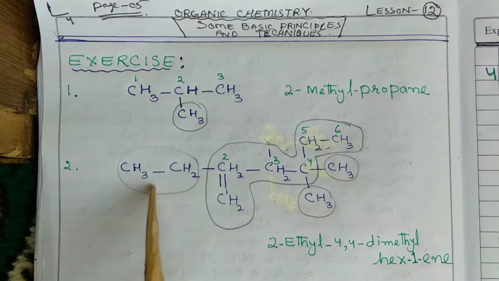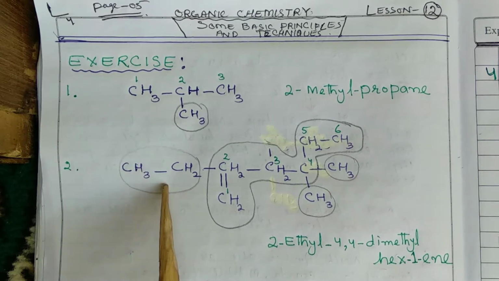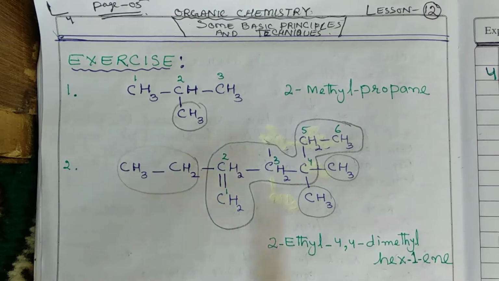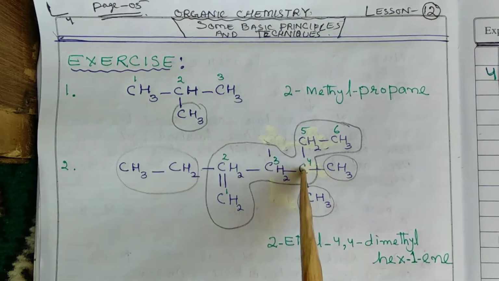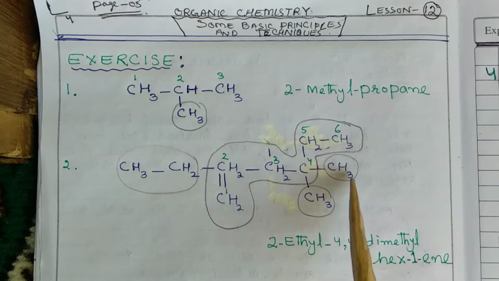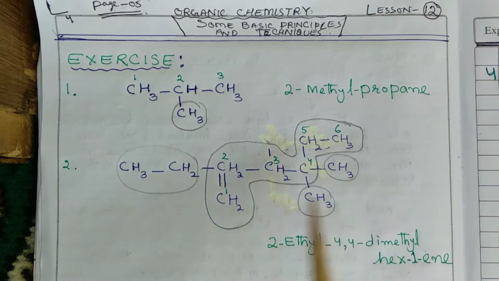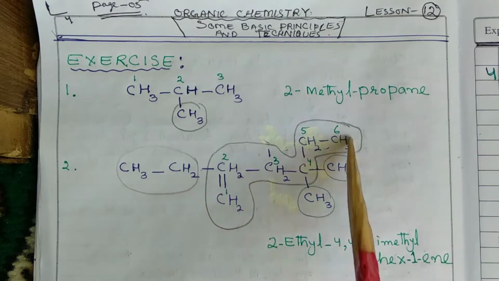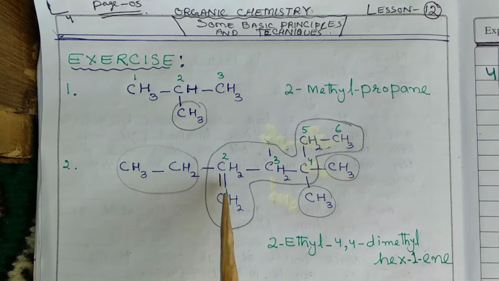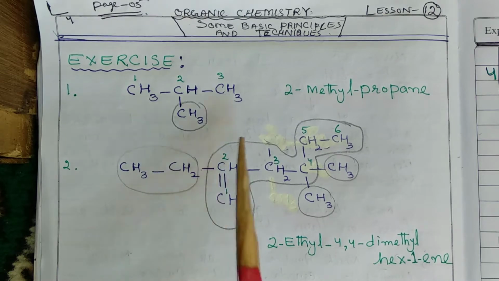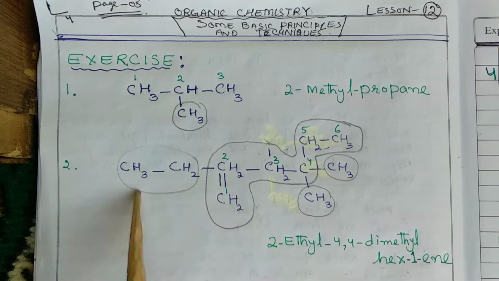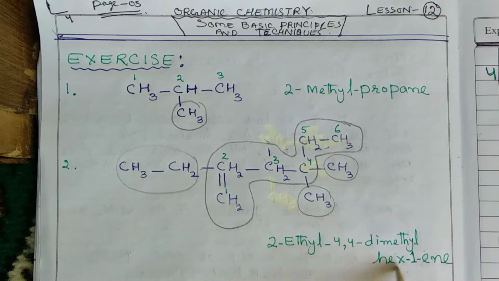First of all we will write down according to the IUPAC rule the name of the ethyl that lies on the second carbon atom: 2-ethyl, 4, again 4 according to IUPAC rule, 4,4, 2 methyl groups, so dimethyl. The number of carbon atoms in the longest chain is 6, hex, and since the double bond is between first and second, we write the first carbon atom here: hex-1-ene. So this is the IUPAC name of this compound: 2-ethyl-4,4-dimethylhex-1-ene.